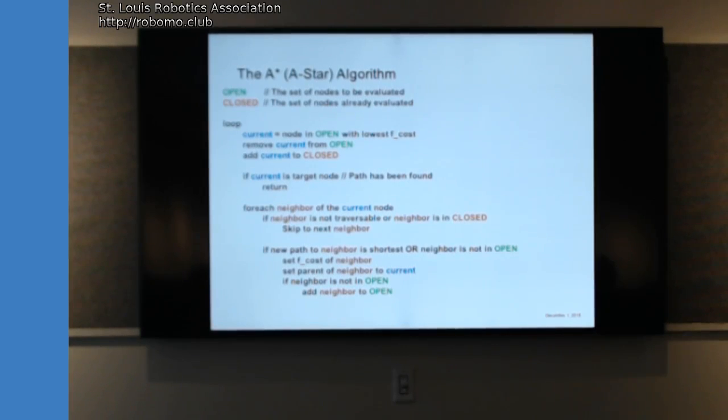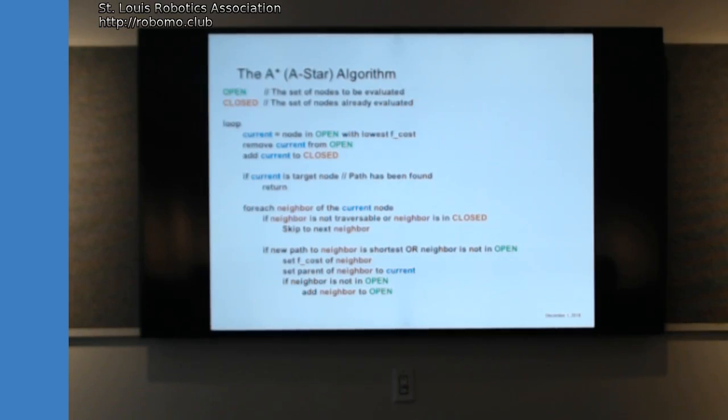So now, if the new path to the neighbor is shorter, or the neighbor is not in open, so if it's a new node, then I set that F cost. I say, here's the F cost of that node, and I set the parent of it in the path. This is really convoluted. We'd probably figure it out better by looking at the pseudocode than by explaining it. But you set that parent so you can trace yourself back. You can get back to the path. And then if it's not open, you put it in the open stack to be checked again.